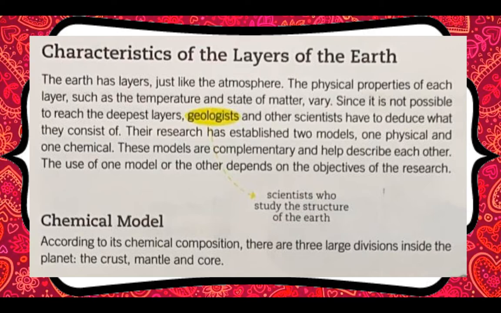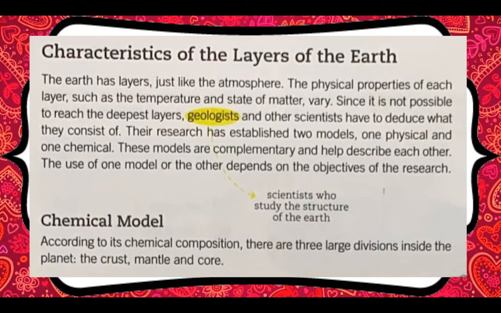Characteristics of the layers of the Earth. The Earth has layers just like the atmosphere. The physical properties of each layer, such as the temperature and state of matter, vary. Since it is not possible to reach the deepest layers, geologists and other scientists have to deduce what they consist of. Their research has established two models, one physical and one chemical. These models are complementary and help describe each other. The use of one model or the other depends on the objectives of the research.